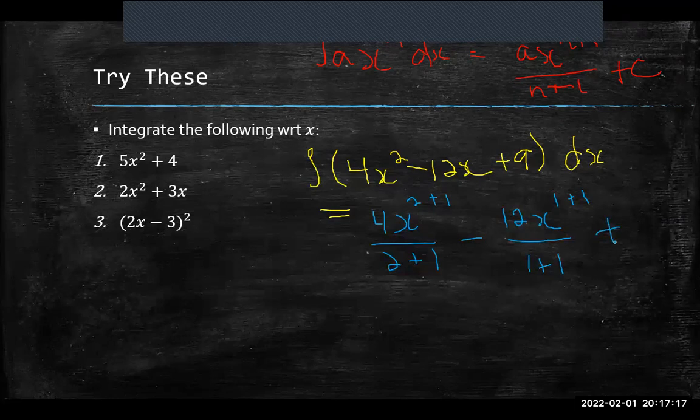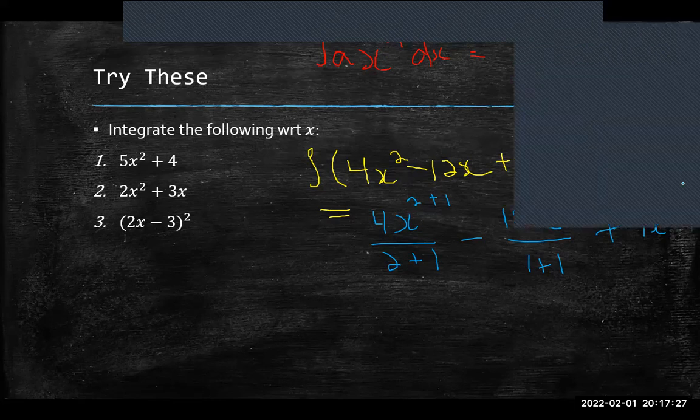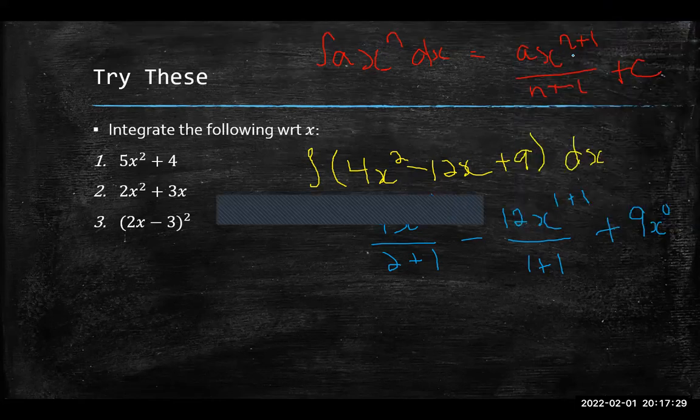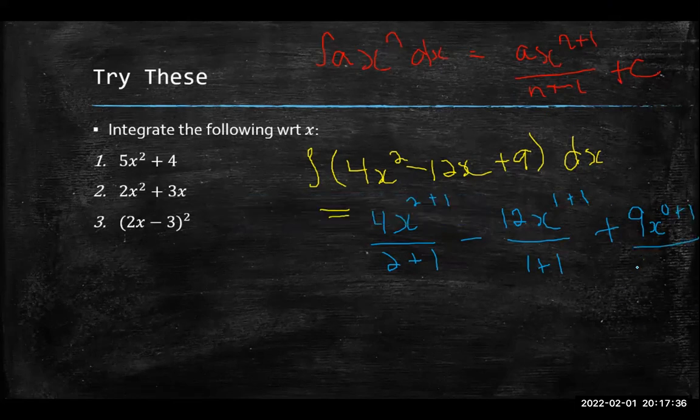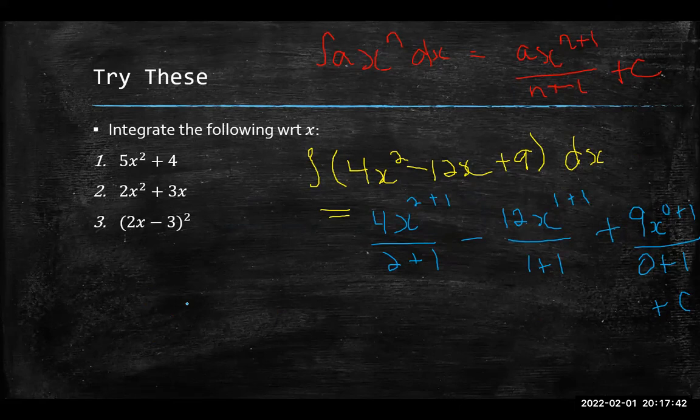So that's plus. Remember, saying 9 is the same as saying 9 times x to the power of 0. According to my rule, it's n plus 1. N, in this case, is 0. So that's plus 1, then divided by n plus 1. So in this case, it's 0 plus 1. Don't forget your constant because this is indefinite integration.